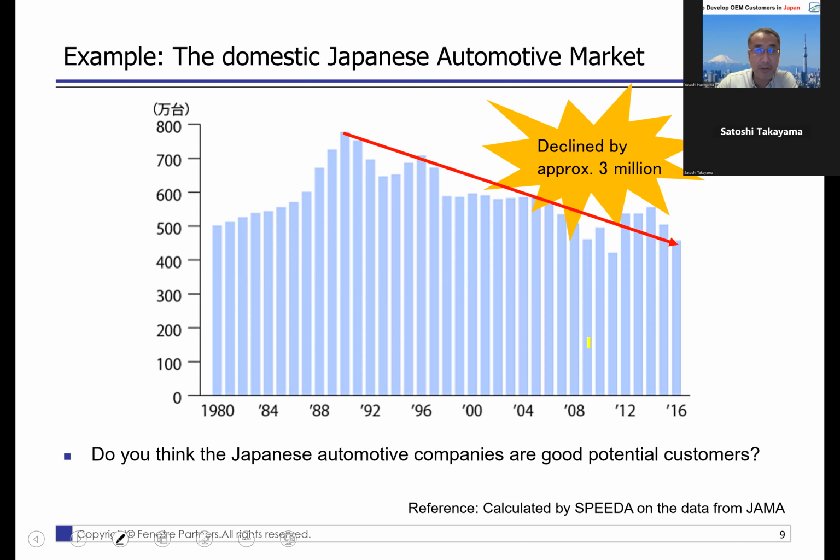And this slide shows another good example. This is the number of cars sold per year. In the early 90s, that was almost 8 million units per year, but now it's declined to 5 million. So it shows the reality of the consumer goods market of Japan. But I'd like to ask you, do you think that Japanese automotive companies are growing or shrinking?